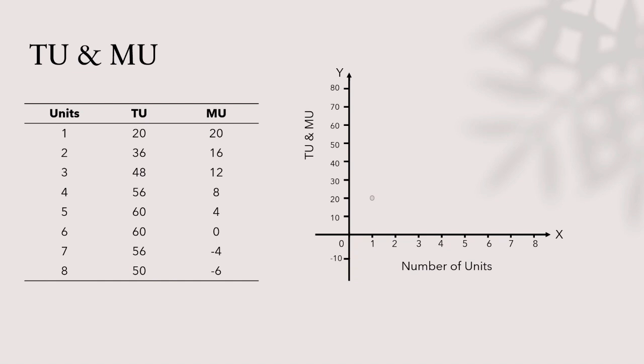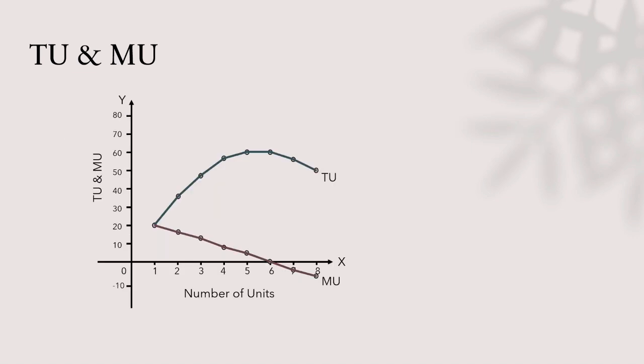For the first good consumed, we plot the point for both at 20. For the second unit consumed, we plot the point at 36 for TU, which is the total utility, and 16 for the MU, which is the marginal utility. Similarly, if we plot the points of total utility and marginal utility for all the units consumed, we will get these two curves, the total utility curve and the marginal utility curve. Now let's explain both the curves.